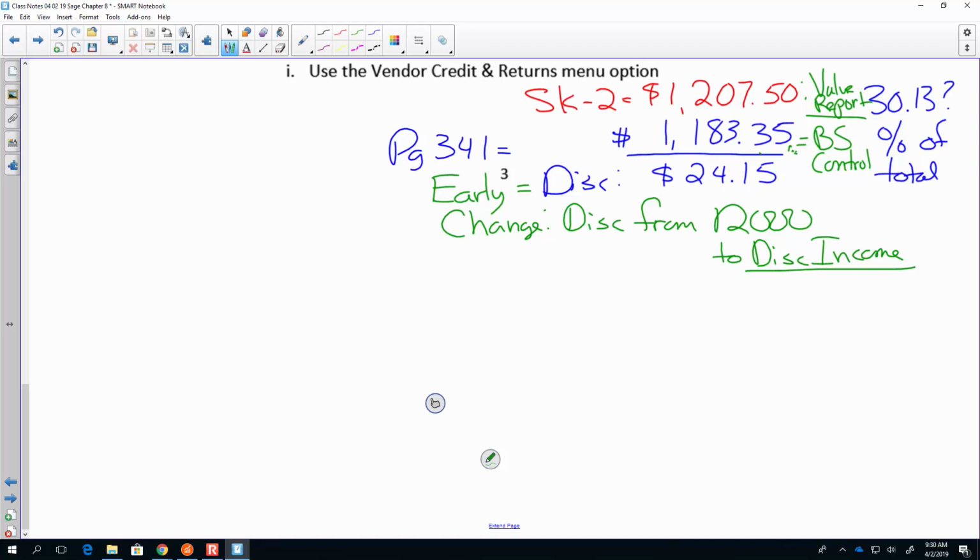So, in your case, I want you to see how the valuation report and the balance sheet differ. I want you to see that difference and know it's caused by what? The discount. You have to tell me that. What is the cause of that difference? The early payment discount, going through our control and not our valuation report. So something so simple, one thing, can cause a difference on my reports. So you have to be careful.